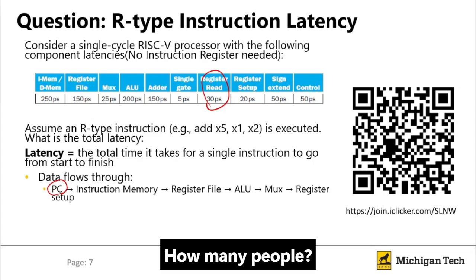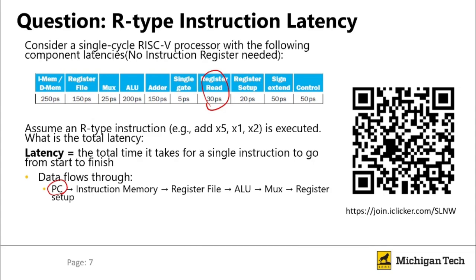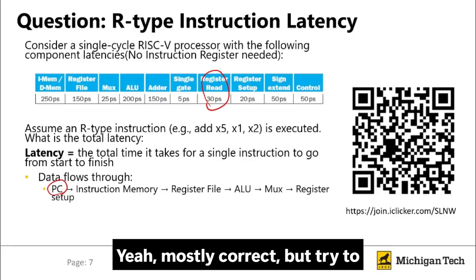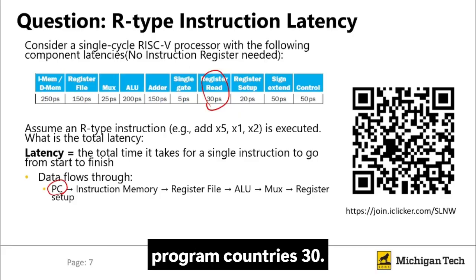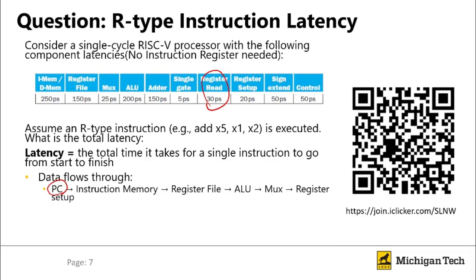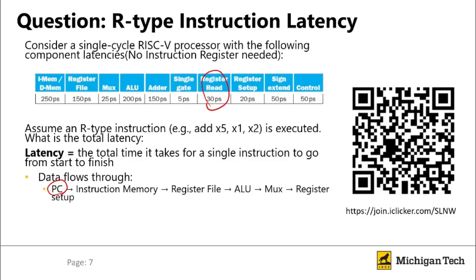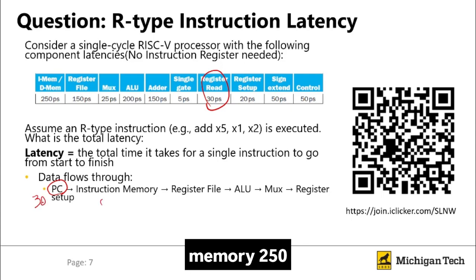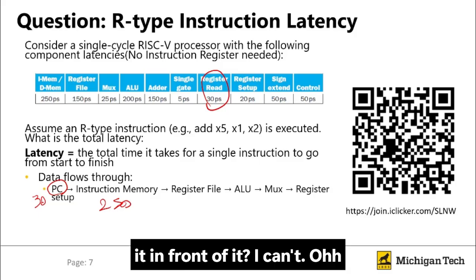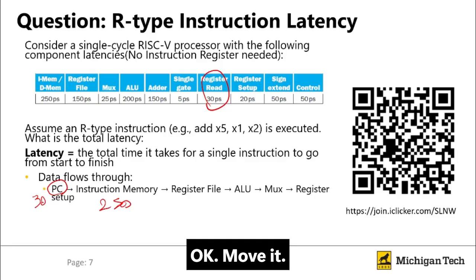how many people. Yeah, mostly correct, but try to do all. Try to add them. Program counter is 30. I don't know what I can type here. Instruction memory 250. This is in front of it. I can't. Oh, okay. Move it.